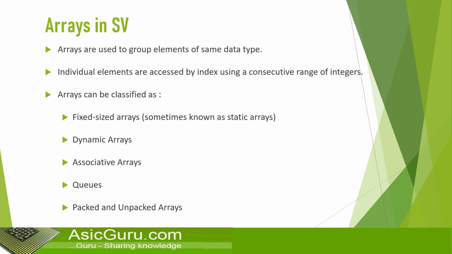SystemVerilog classifies arrays into several types like fixed size arrays, also known as static arrays, where the size is defined at compile time. Next, dynamic arrays, whose size can change during runtime. Next, associative arrays, which are indexed using keys instead of integers. Queues, which are like arrays but they are optimized for insertion and deletion from either end. And finally, packed and unpacked arrays, which define how data is stored and accessed at the bit level. So in the coming slides, we will go through each of these types one by one with examples.